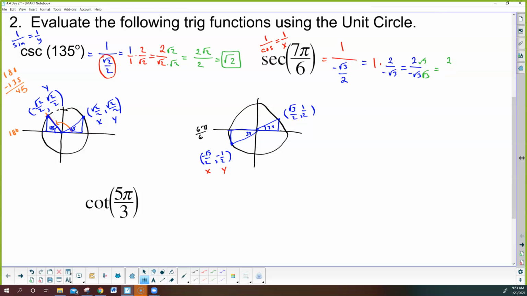So I get 2 square root of 3 over square root of 3 times square root of 3, which is square root of 9, which is 3. And then this negative, I like to put it up top. It doesn't really matter, but that's as far as we can go. And when doing the unit circle, this is about as messy or as ugly as these problems get. Negative 2 square root of 3 over 3.